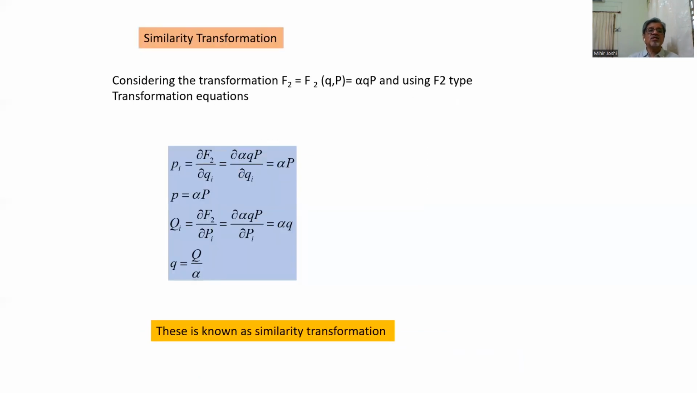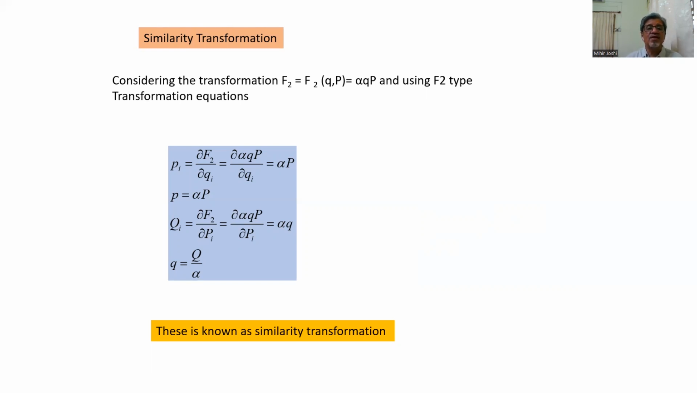Now we have another transformation known as the similarity transformation. Considering the transformation F2, it is a function of alpha, small q, and P. So it is an F2 type, and for F2 type transformations we have to use the transformation equations. So pi is equal to del F2 by del qi.